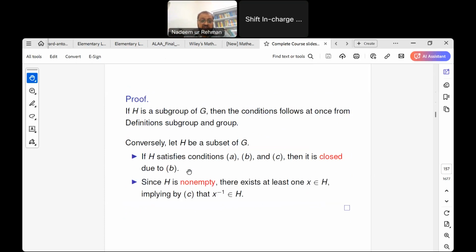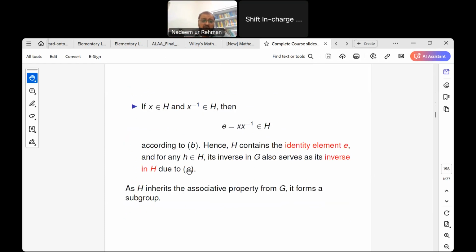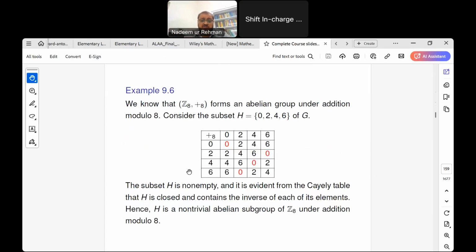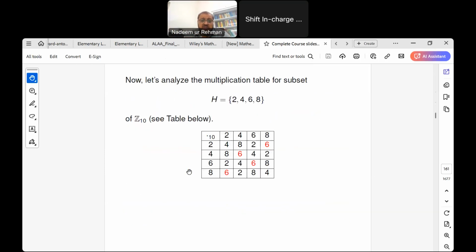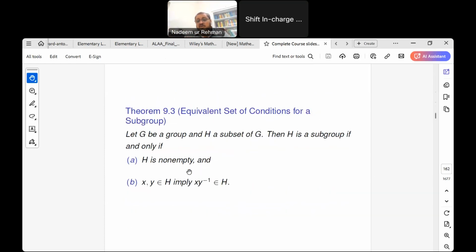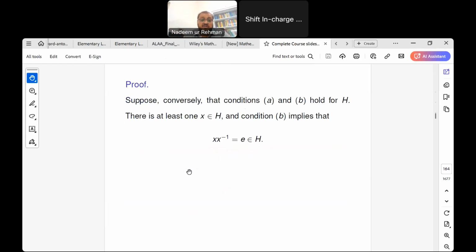After this, we provide a proof of this, and we prove some examples also. Finally, we prove one more equivalent condition of the criteria of a subgroup. Let G be a group and H a subset of G. Then H is a subgroup if and only if H is non-empty and x, y belonging to H implies that x y inverse is also an element of H.